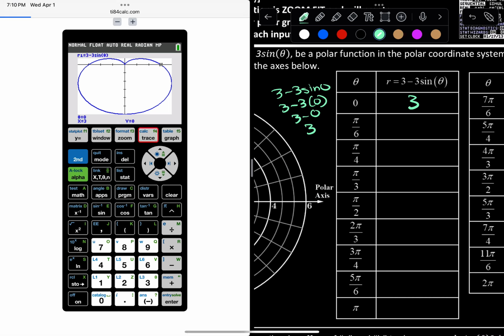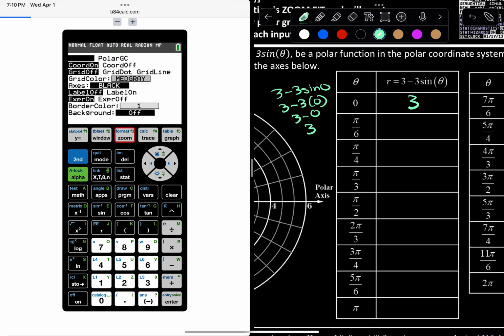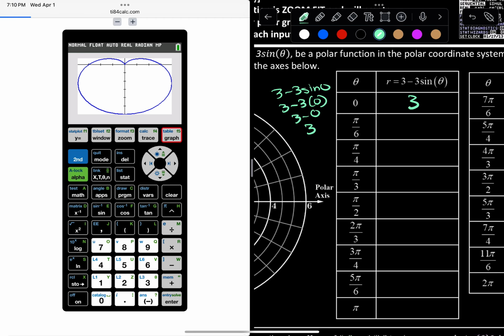If I hit trace on the calculator, it automatically puts you at theta is equal to 0, okay? Now, the problem is if we look, we have x equals 3 and y equals 3. My calculator is displaying a polar graph, but it's giving me rectangular coordinates. So to fix that, I hit second zoom, which is format, and I'm going to go over to polar and then hit enter. So now when I go back to my graph and hit trace, now I just see r, which is 3, and theta is equal to 0. So there's no having to guess and check, is it x or is it y? It's neither.